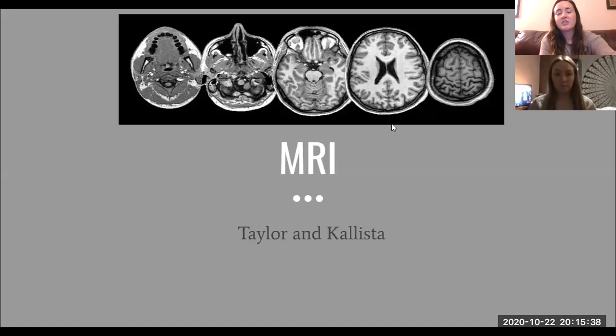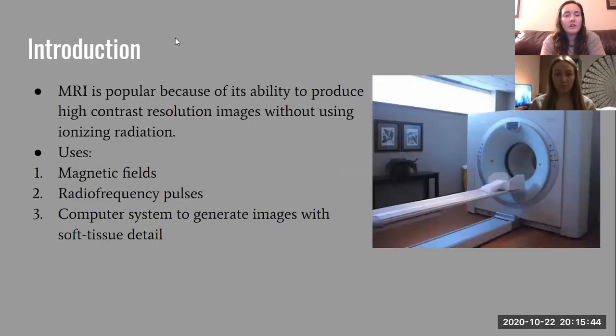All right, our presentation is on MRI. MRI is popular because of its ability to produce high contrast resolution images without using ionizing radiation, unlike CT and X-ray. It uses magnetic fields, radio frequency pulses, and a computer system to generate images with soft tissue detail.